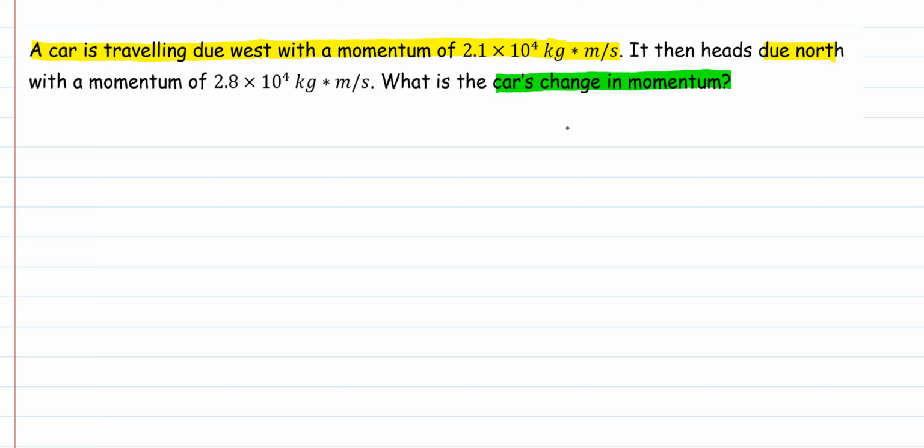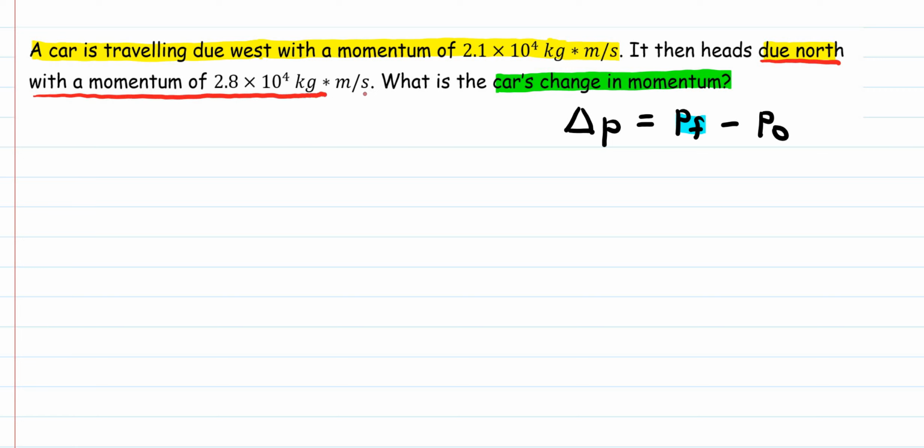Okay, so remember, a change in momentum, we can label that as delta P. And that's really equal to your final momentum, and then you can subtract your initial momentum. Now, since the change of momentum is a vector, let's go ahead and set up a vector diagram here. And if I'm looking for my final momentum vector, we can look at this part of the problem here where it's going due north with a momentum of 2.8 times 10 to the power 4 kilograms times meters per second.